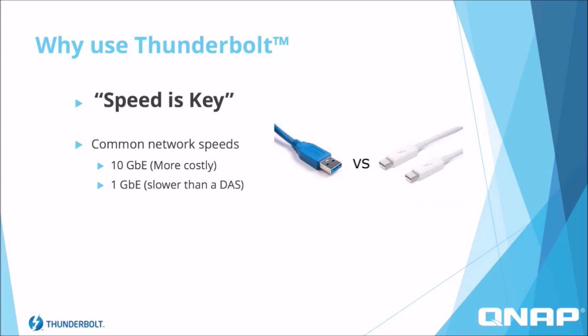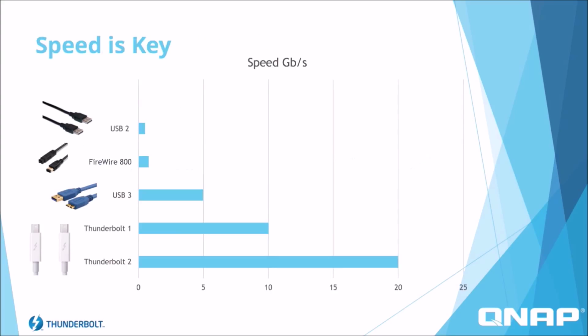Speed is key. So let's take a quick look at a snapshot of each of the connections and their relative speeds. Let's start with USB 2. You can see here, not very fast at all, especially when utilizing large files, large graphic files, and large multimedia files. This is probably not the best way to transfer.